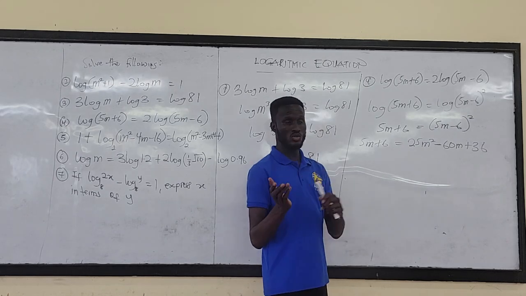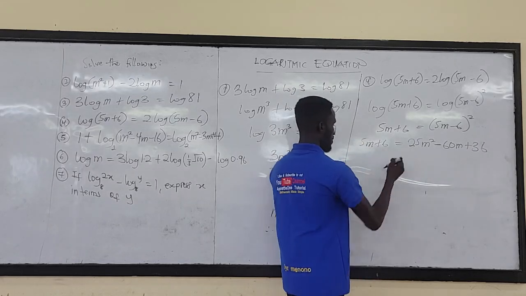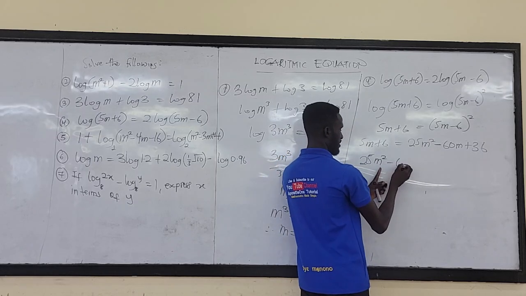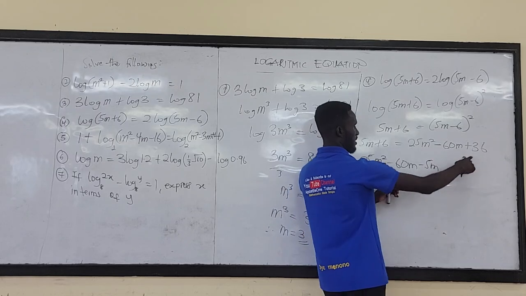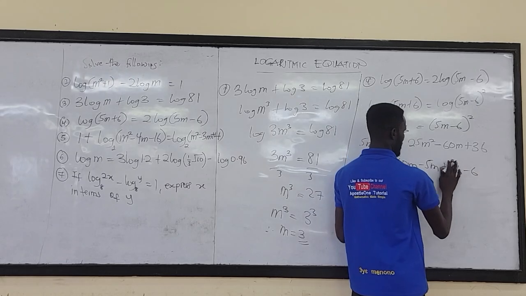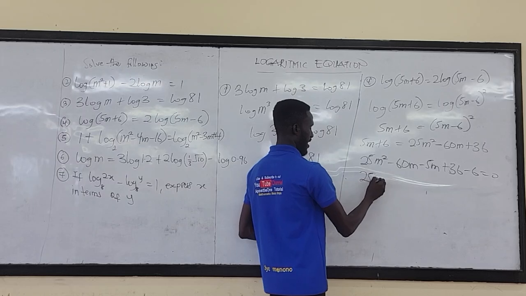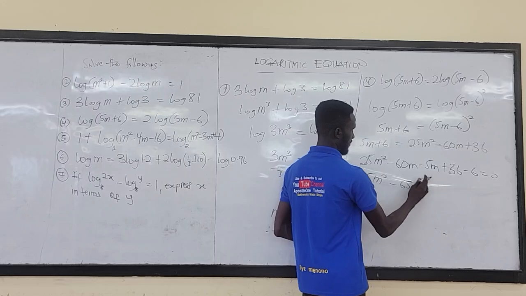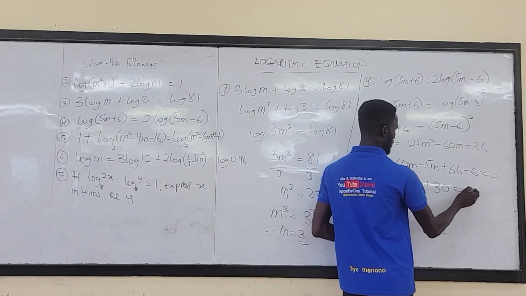Now at this point, I'm going to collect like terms. Because I have 25m squared, I'm going to move the whole of this one to this side. So I'm going to start from here. We have 25m squared. Now we have minus 60m. Then I'm going to cross this one, this one gives us minus 5m. Now we have plus 36 here. This one will cross the equal side, we'll have minus 6 equal to 0. Now at this point, we have 25m squared. This and this will give us minus 65m. And then subtract this one, we're going to get plus 30 equal to 0.